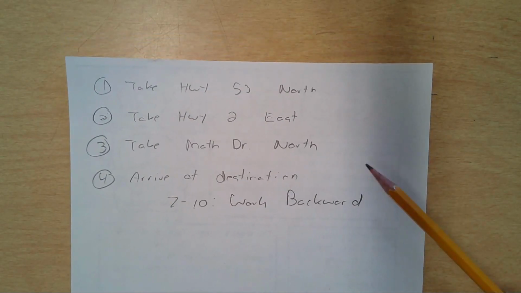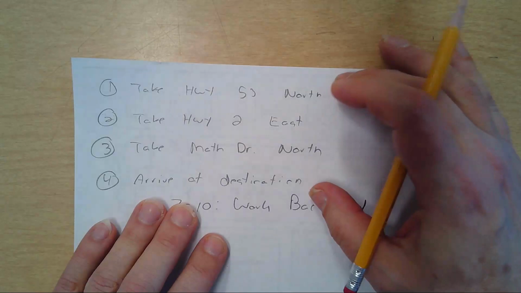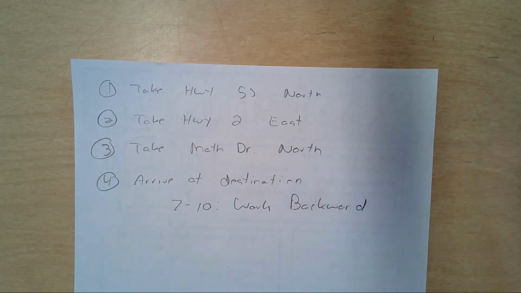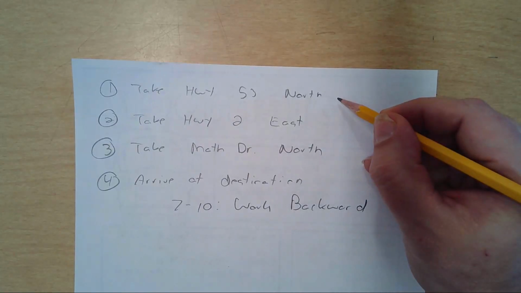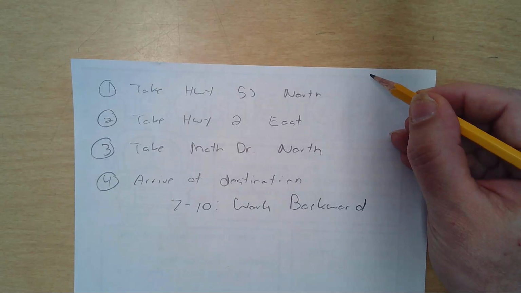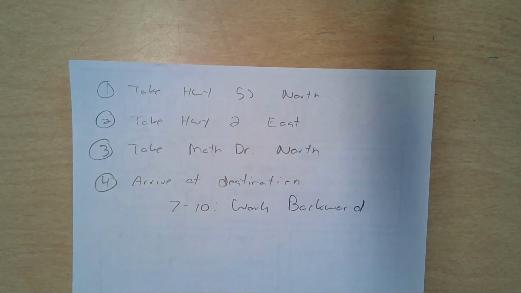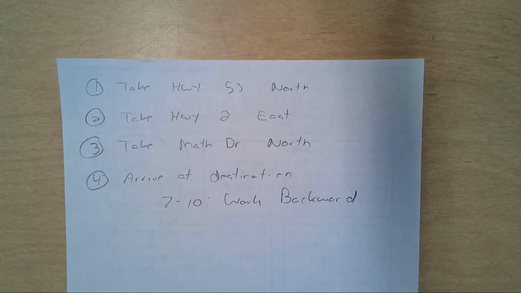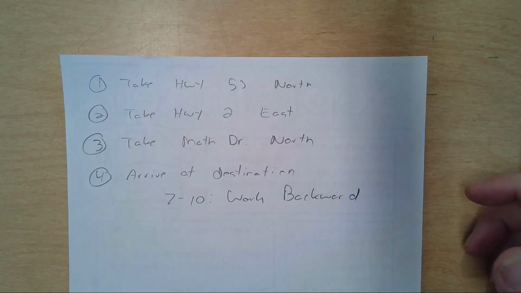And I created a little example here. So just again, theoretically. You don't need to write this down here. But pretend we're going on a trip somewhere. We're starting here at St. Francis, okay? And what are we doing? We're going to get in the car. We're going to get on Highway 53. We're going to head north, right? Up we go. We're going to get to Highway 2, and then we're going to go east. Take a right, okay? And then we're going to get to Math Drive, and we're going to go north, and then somewhere on Math Drive is wherever we're going, okay? We're there.